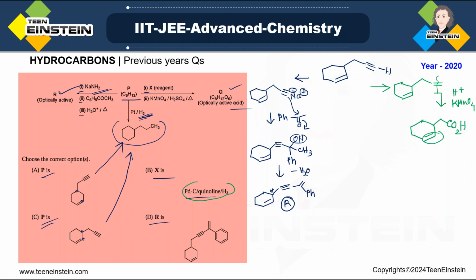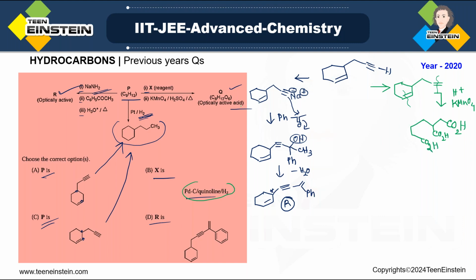But this part will also not remain intact. It will also be cleaved, because it is a very harsh condition. You are heating it with H plus and KMnO4. All the CC double bonds will be cleaved. So if you are breaking it, you will get CO2H here and also CO2H here, right?